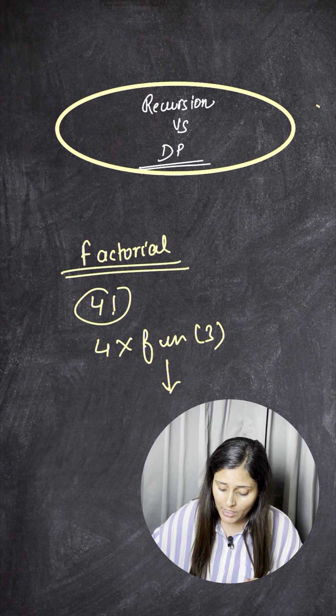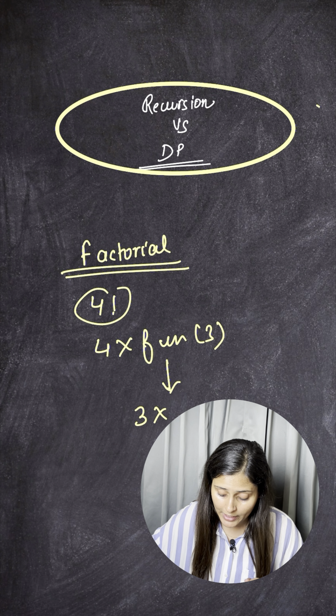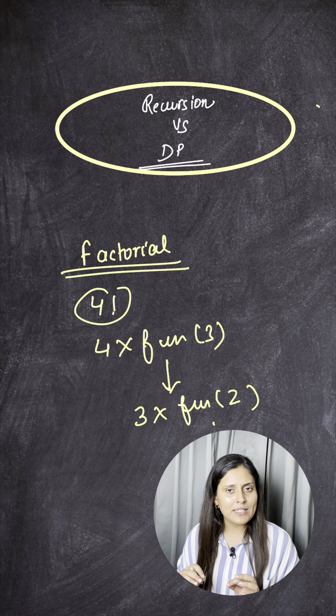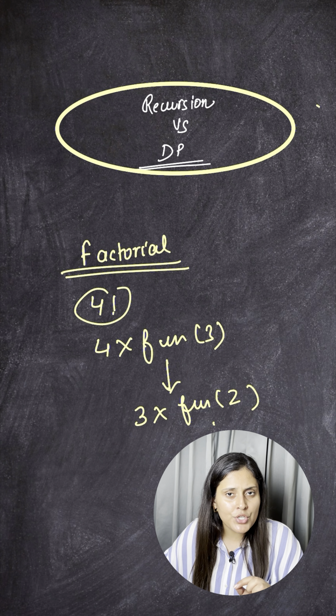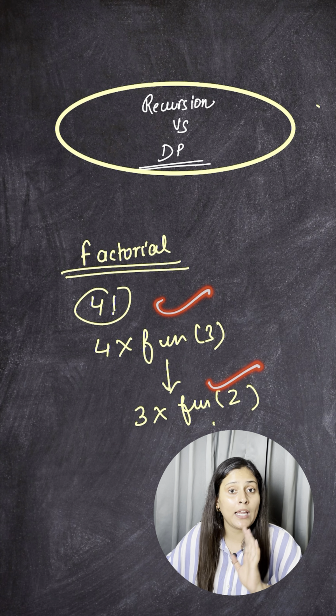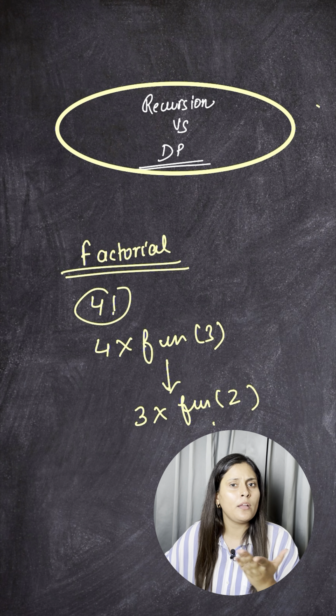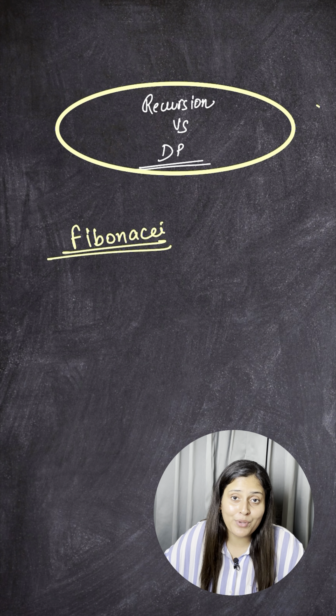Similarly for function 3, calling the same function for 3 into function 2. So basically the simple definition is recursion means calling this function again and again. But every recursion is not DP. How? For this, let's take an example of Fibonacci series.